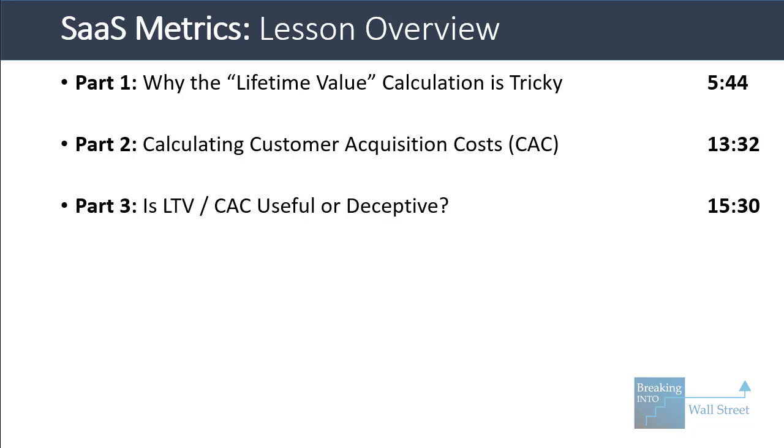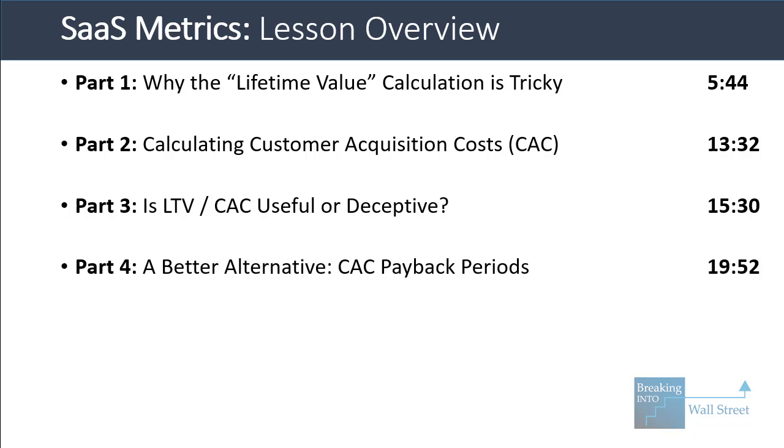And then in part 3, I'm going to talk about this LTV to CAC ratio and explain whether it is useful or deceptive or both. Then in part 4, we're going to explain an alternative called the CAC Payback period and explain why this might actually be more useful and why it's increasingly viewed as more useful than the LTV to CAC ratio. And then in part 5, we'll touch on a few other common SaaS metrics.